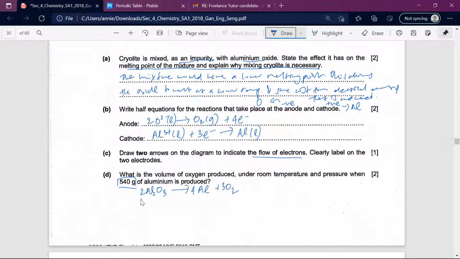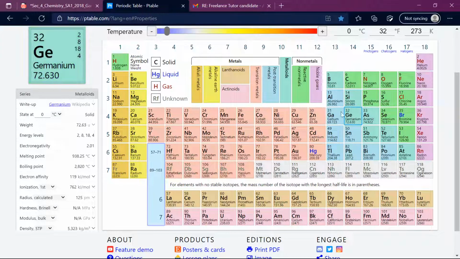So we have the number of moles of aluminium, and it will be 540 grams, which is the mass divided by the Ar of aluminium, which is 27. As you can see here, it's 27.